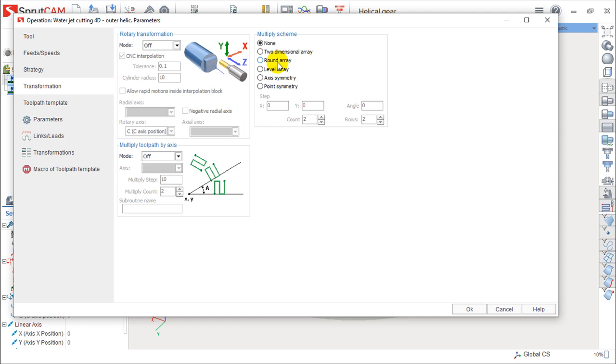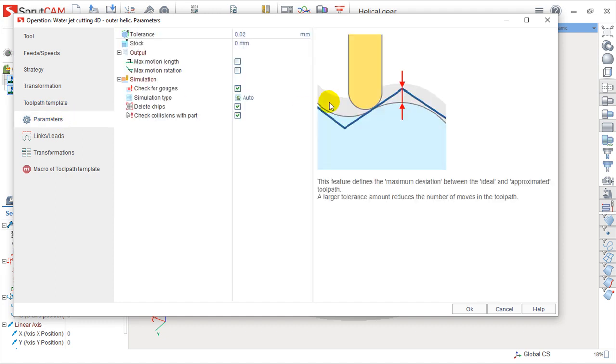This may be a very interesting detail, because having multiple contours, sometimes these contours have a pattern of repetition which can be defined under here instead of calculating all the contours or having all the contours. Parameters also regarding mainly tolerances, stocks, this motion length and rotations, and a couple of parameters for simulation items.